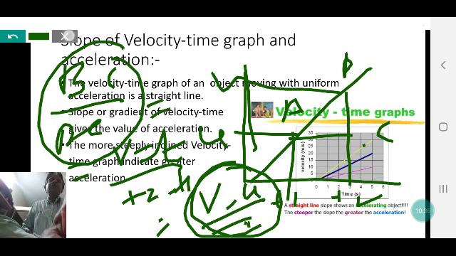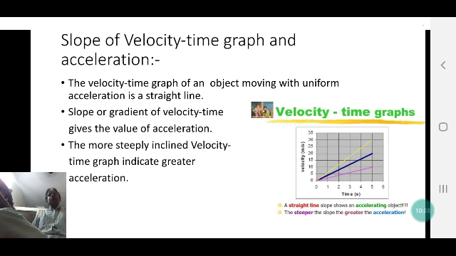Okay. Now, we have interpreted three points from the velocity-time graph. The first point is that the velocity-time graph of an object moving with uniform acceleration is a straight line. If the change of velocity remains the same at any instant of time, then we can say the object is moving with uniform acceleration. And if the velocity-time graph is a straight line, we can say the object is moving with uniform acceleration.